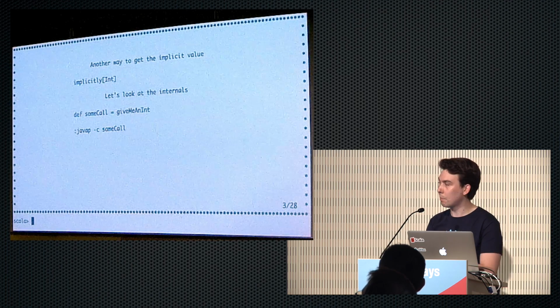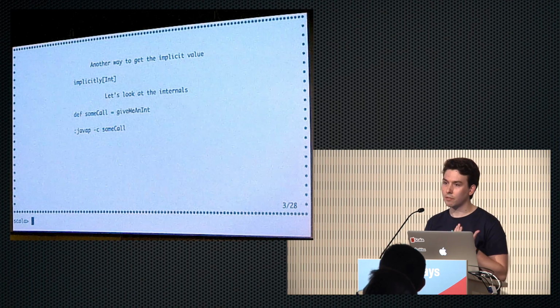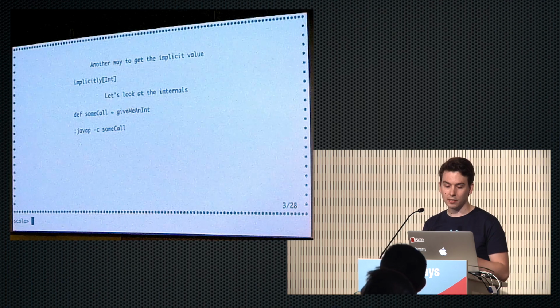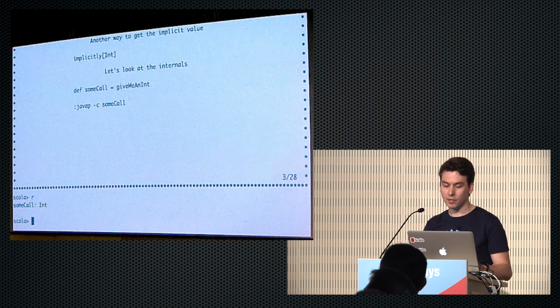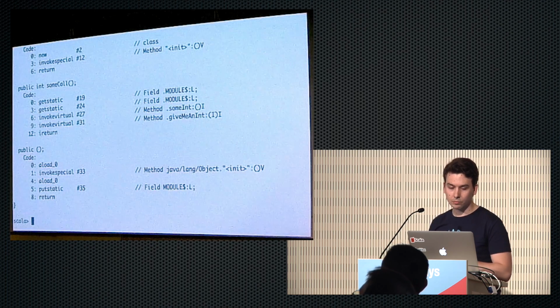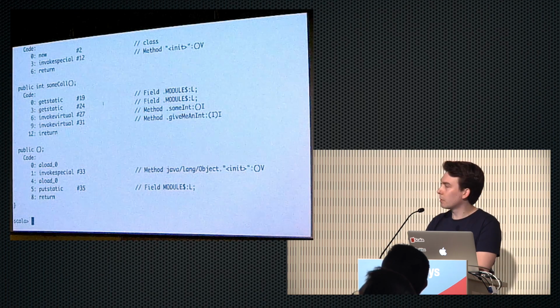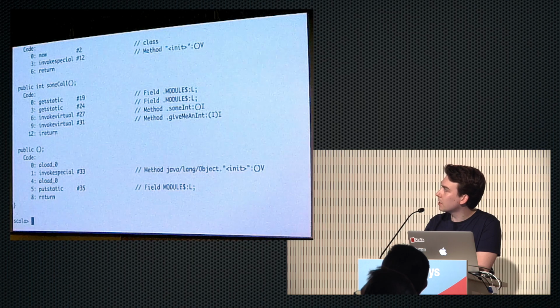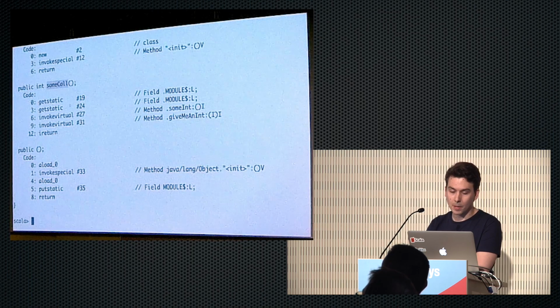So what is actually happening under the hood here? I've wrapped this method we already created in this method here, some call. And actually, if we call javap, we can look inside the bytecode. So what do we see here? Here we see some call being defined, and we see some instructions on the JVM.